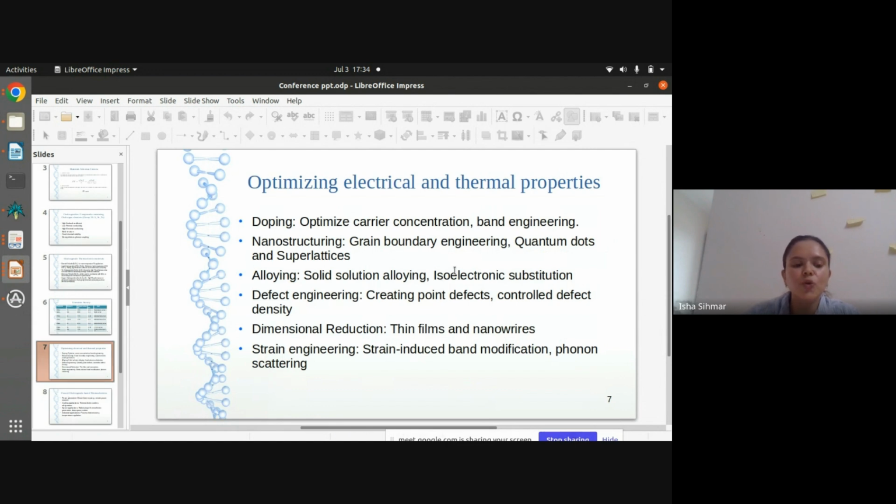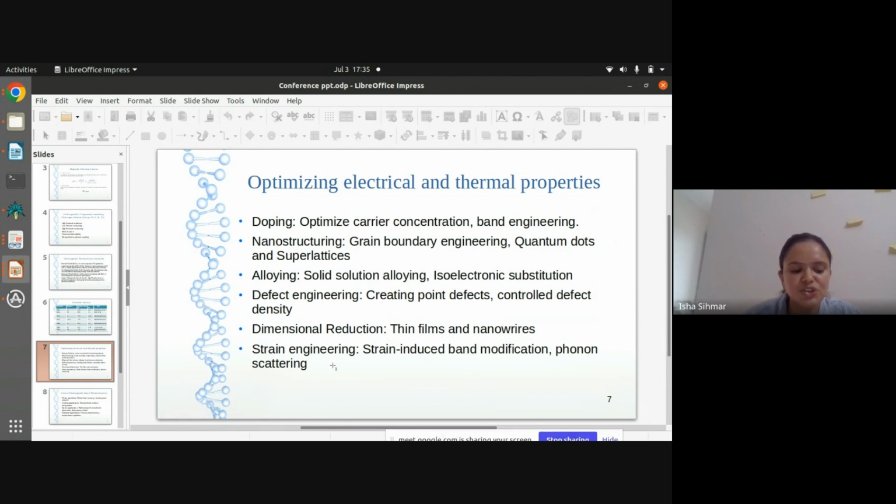Next is, how can we optimize the electrical and thermal properties of chalcogenides to enhance their thermoelectric property? We can use some techniques. First is doping. Doping with suitable elements can adjust the carrier concentration to an optimal level, which increases electrical conductivity without significantly increasing the thermal conductivity. Doping can also modify the electronic band structure to enhance electrical conductivity.